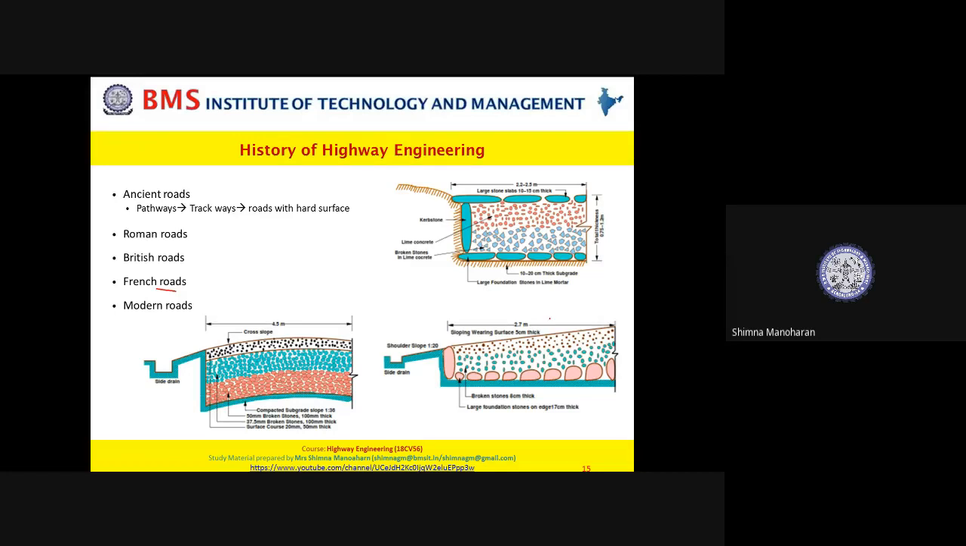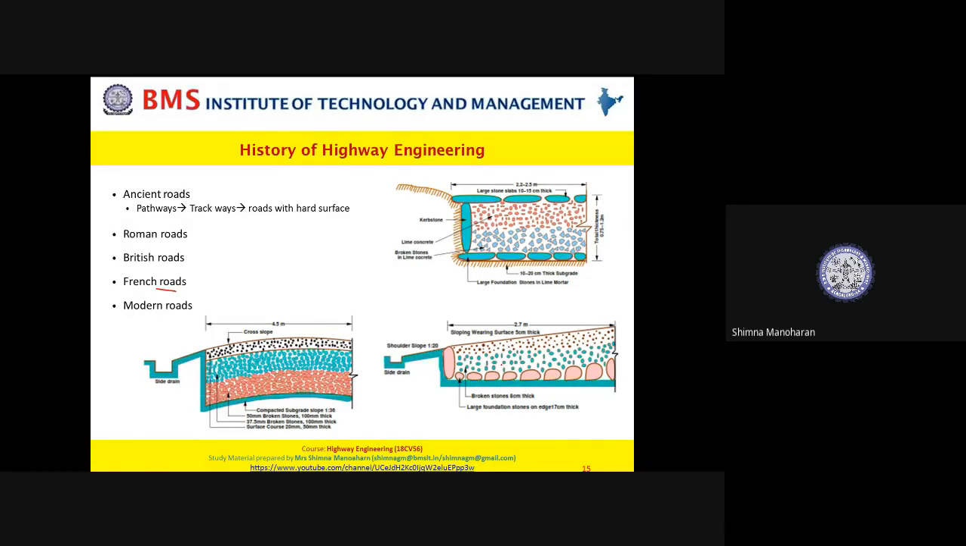French road. So the significant contribution was given by Tresaguet in 1764. He developed a cheaper method of construction that used locally available materials, and it was not as lavish as the Roman roads, wherein a lot of lime and concrete was coming into the picture. Here, smaller pieces of broken stone were used and compacted into the spaces, right? So the maximum density was achieved.